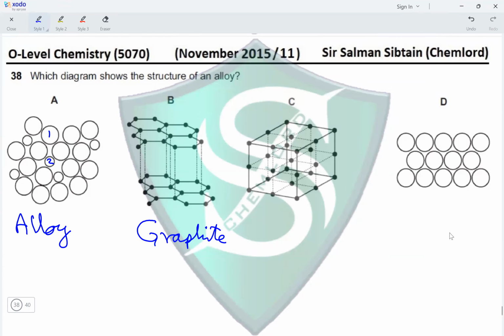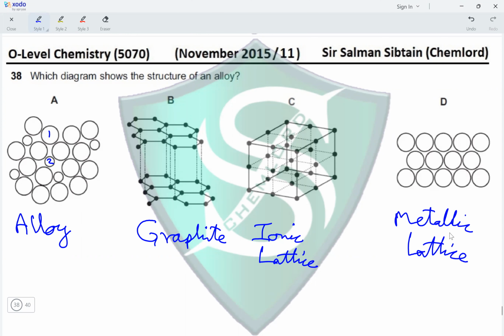In C, we've got ions placed in a lattice. This is an ionic lattice. And in D, we've got atoms of the same size arranged in order. This is a metallic lattice. So the first structure is that of an alloy, making option A the correct option for this question.